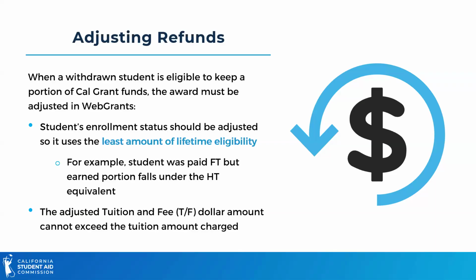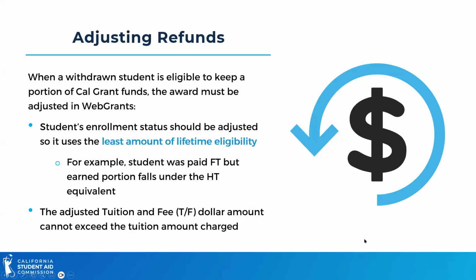I'll talk more about it on the next slide, but to give you an example, if a student was paid full-time Cal Grant, but you've determined that they earned a portion that falls under the halftime equivalent, in that case, I would use the halftime code because they would use less lifetime eligibility for the amount that they can actually keep. This is in the student's best interest.